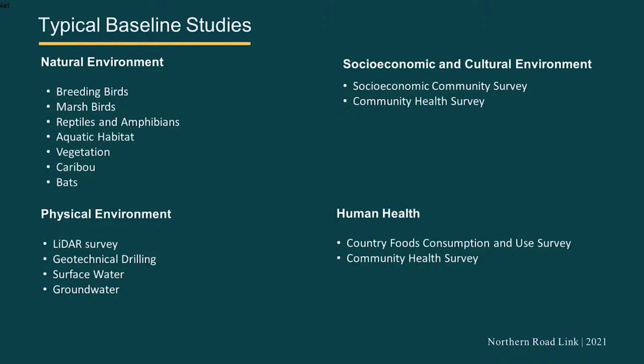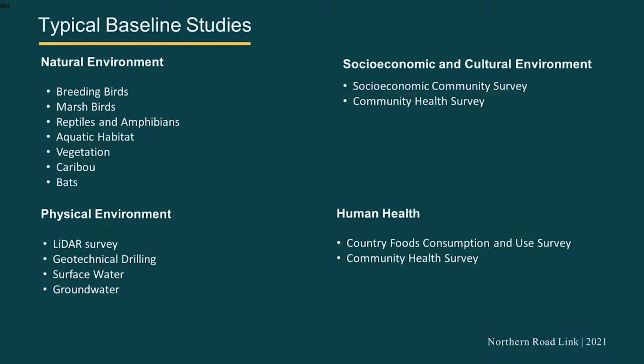We would be doing geotechnical drilling to understand the stability of the ground. We're studying surface water, groundwater. Those are all the areas where we want to establish baseline conditions. And then on the socioeconomic and cultural environment side, which is very important, we'd be looking at socioeconomic community conditions through surveys, community health conditions through surveys as well. And on the human health side, we'd be curious to establish what country foods are consumed by means of surveys, and we would also undertake community health surveys.